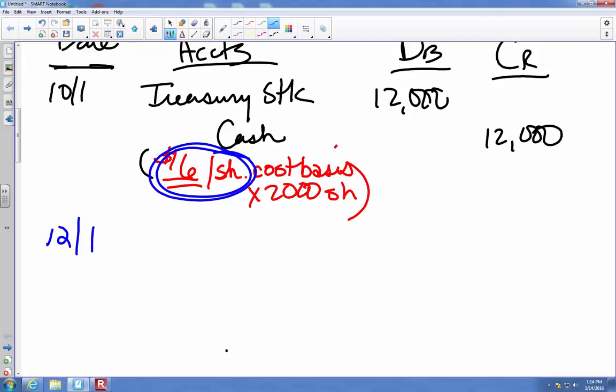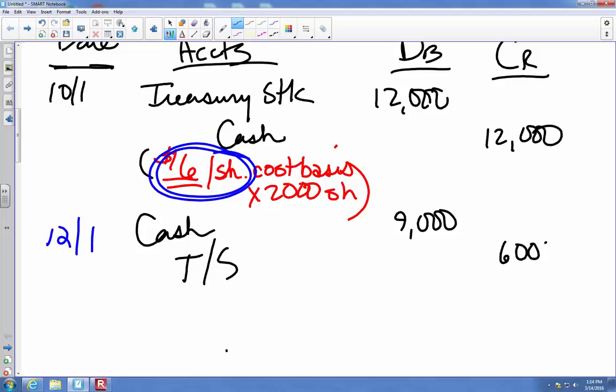So I got $9,000 in cash, right? How many shares was it again? So $6 a share times 1,000 shares. And the plug figure is APIC treasury stock.